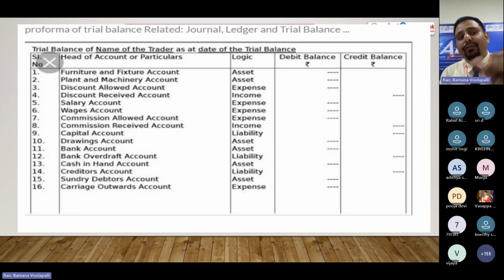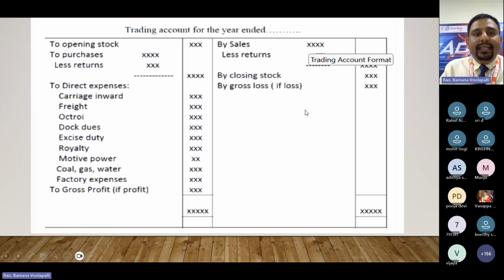Here, if you are able to see my cursor, I am showing that this is the debit balance. Here see furniture and fixtures, plant and machinery showing debit balance. Discount allowed is showing debit balance. The discount received is my profit, so it is showing credit balance. Salary expenses, these are the balances. Then here is the proforma of the trading account.